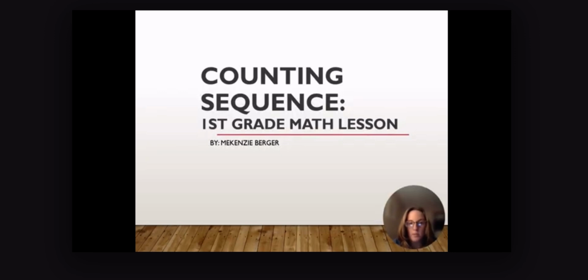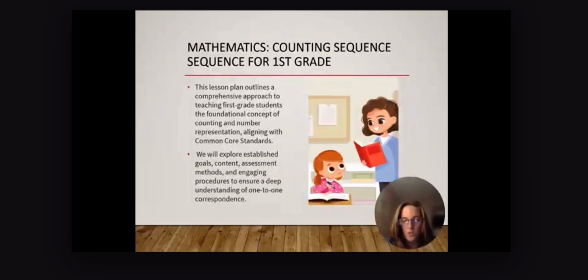Today I will be presenting my lesson plan for teaching counting sequence for first grade math. This lesson plan outlines a comprehensive approach to teaching first grade students the foundational concept of counting and number representation, aligning with the Common Core standards. We will explore established goals, content, assessment methods, engaging procedures, and ensure a deep understanding of one-to-one correspondence.